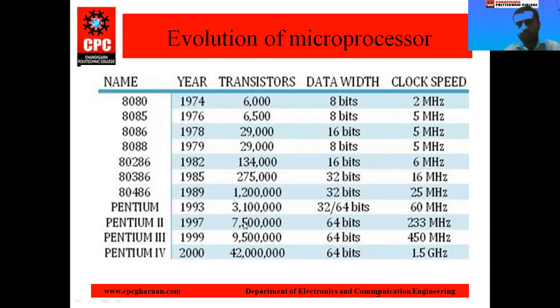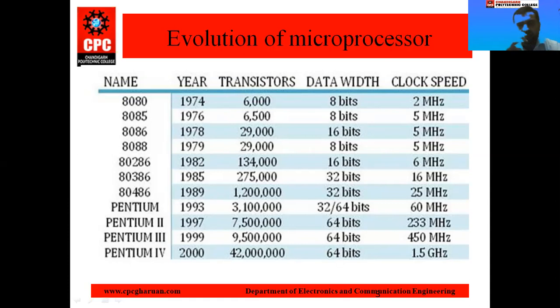Pentium 1 was launched in 1993, in which 1300 transistors are used. In this there were two versions formed, 32-bit and 64-bit. Both processors were formed in Pentium 1. After that, in Pentium 2, there are 64-bit processors and 233 megahertz frequencies are used. After that, in Pentium 3, 450 megahertz frequencies are used. After that, in Pentium 4, 1.5 gigahertz processors are used. Pentium 4 was formed in 2020.